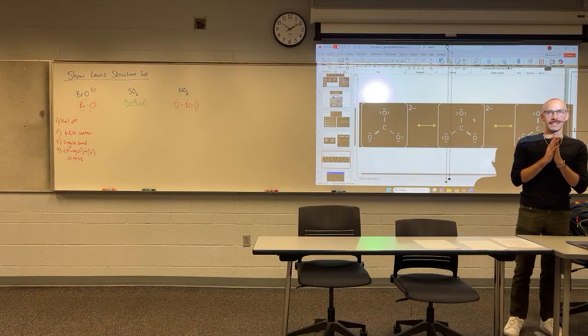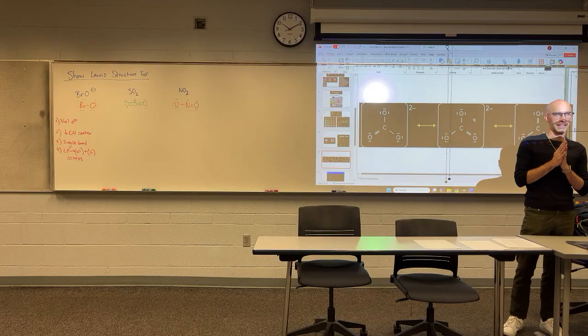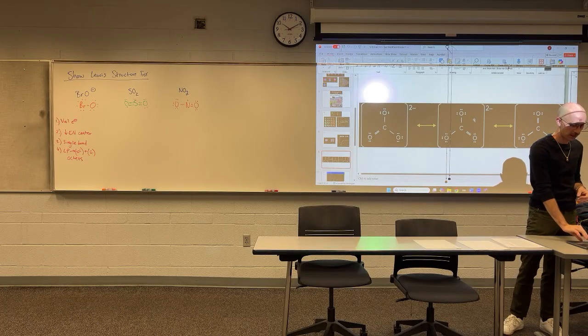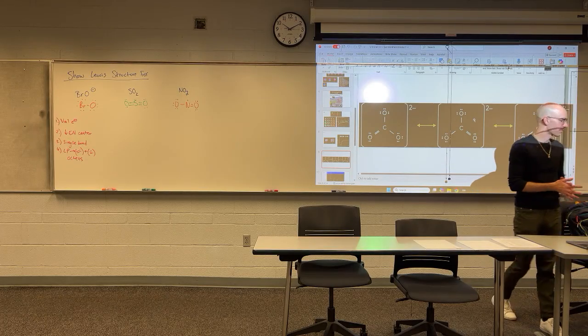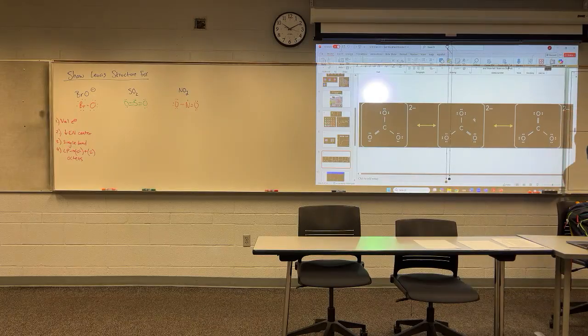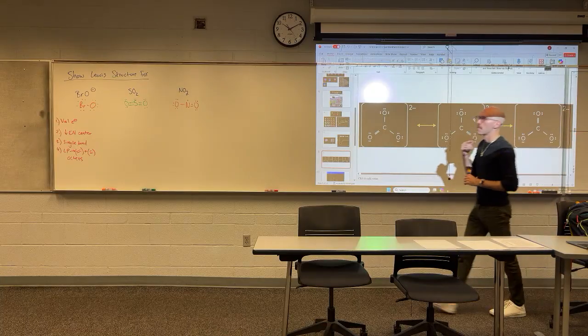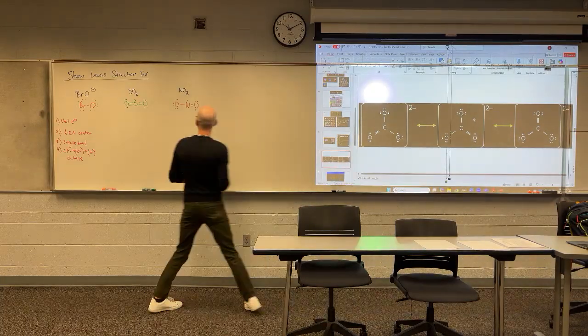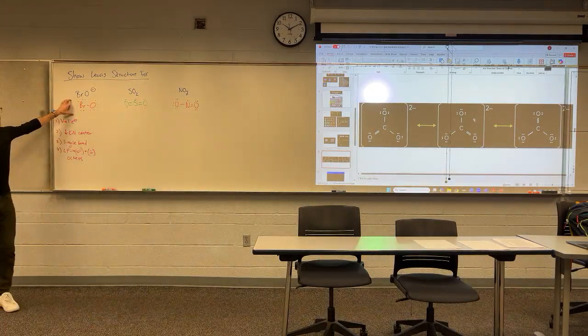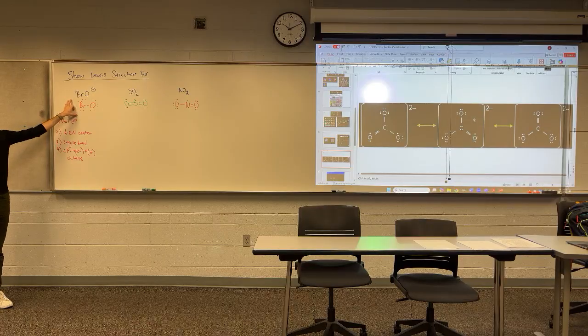These examples up here highlight a few important things that I wanted to segue us from Lewis structures into something called resonance. So we have the hypobromite ion.